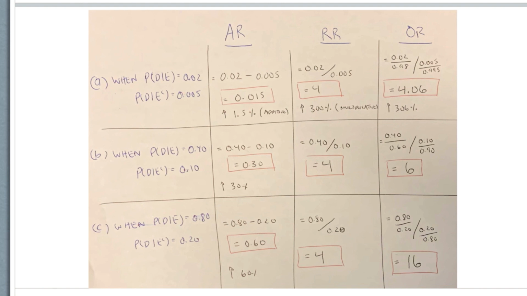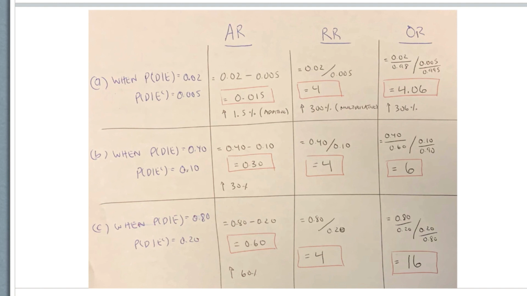Right, the top is 4 times the size of the bottom. Or if we subtract 1 from that, 4 minus 1, that gives us 3. There's a 300% increase. The risk went from 0.5% up to 2%. It increased 300% on a multiplicative or a relative scale.